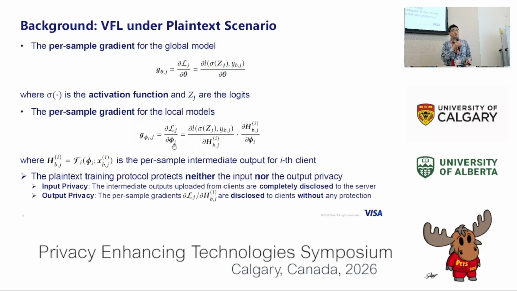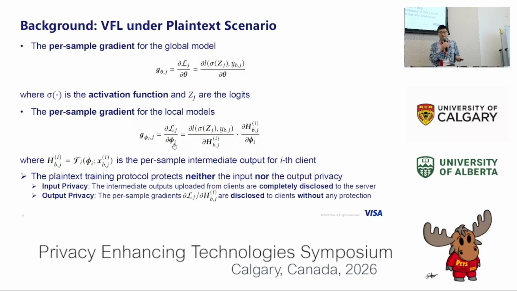Before we talk about privacy-preserving VFL, let's talk about what it looks like in the plain text scenario. Plain text here means no privacy preservation and no secure computation. So how does VFL run? The workflow is pretty straightforward. Each client uploads its intermediate output to the server, and the server passes them into a global model, so we get the final logits. Then we compute the gradients and use them to update the global model. Updating the local models works the same way.